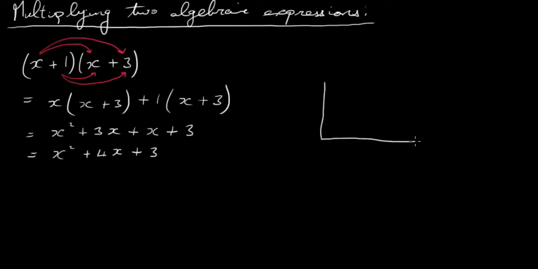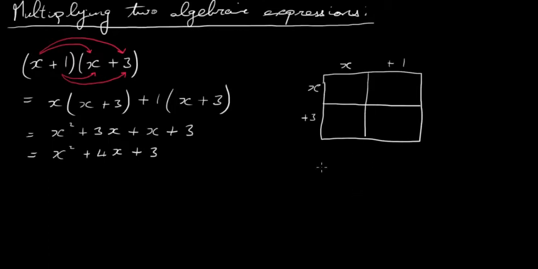Now another way of doing that would be this way here. You can draw a rectangle or a square like this and divide it up into four parts. This is the area method for doing this multiplication. If you take the first term here, we're going to write it here. Take the second one, a plus 1, I'm going to write it here. We've got an x here, I'm going to write it here. And I've got a plus 3, which I'm going to write here.